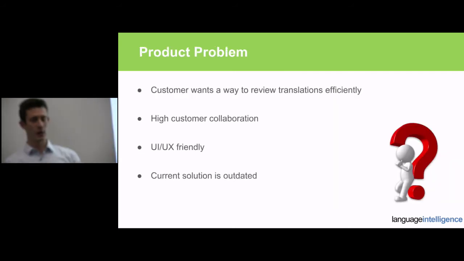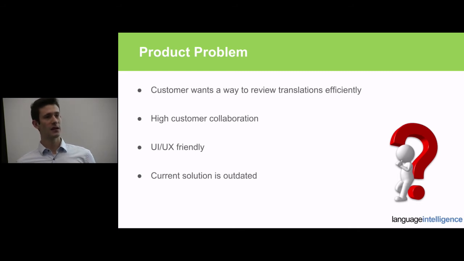So what is the problem Language Intelligence has? The problem is they need a way to efficiently translate and review files. This involves a lot of people in the process, such as project stakeholders, the clients, the project managers, and the people that are actually translating the files. So this involves high customer collaboration. They have an existing solution, but it was created in 2006. So it is outdated, and they want to improve in terms of performance, UI, and UX.